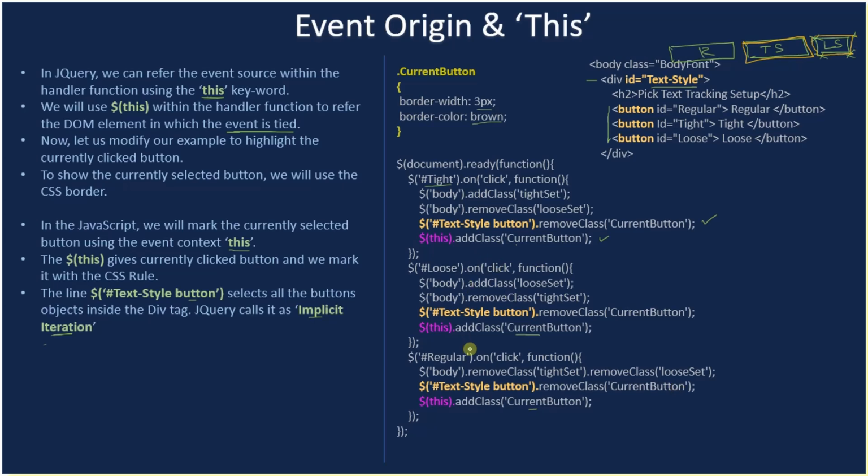That's how we coded it in all the events. We use it to remove the border from the previously clicked button. Which one? This one, $text style button, right? For all the buttons inside the div tag, remove the class current button. So we don't know which button the user previously clicked. That's why here we are asking to select all the buttons and wipe out the border. Then we know which button the user is clicking because we are inside the event handler. So we add that class attribute to a specific button. This way we mark the border for the currently selected button.